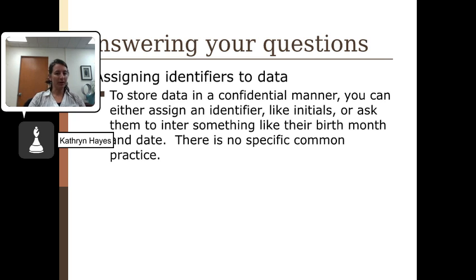So to answer a brief question, someone asked how to assign an identifier to a piece of data, like, here's an interview and I want an anonymous identifier. So first of all, there's no specific common practice, but you can either assign one, something like initials, so use the first initial of their name or something like that, or you can ask them to enter something in a survey or to tell you something like their birth month and day. It depends a lot on what you're doing and how you collect your data. So just to let you know, there's no common practice, but there are a couple of things that people can do to collect data and identify it.